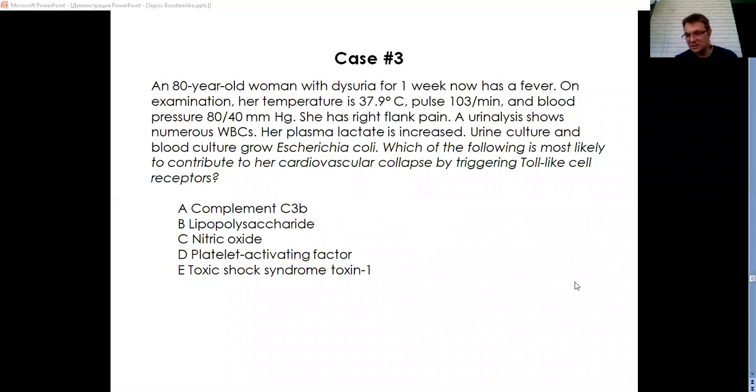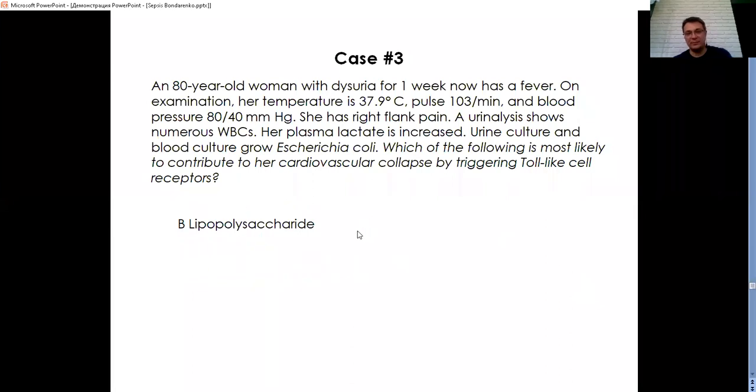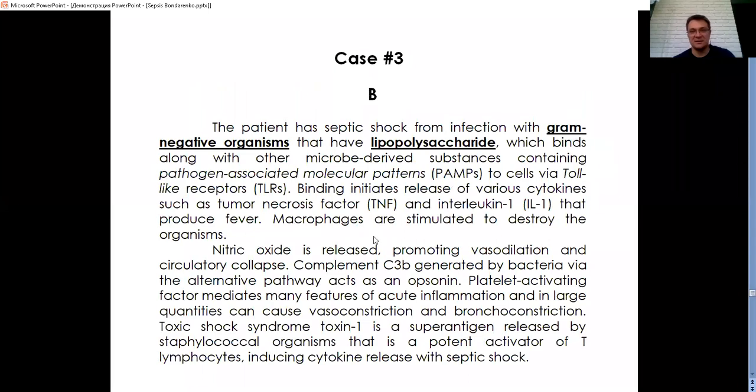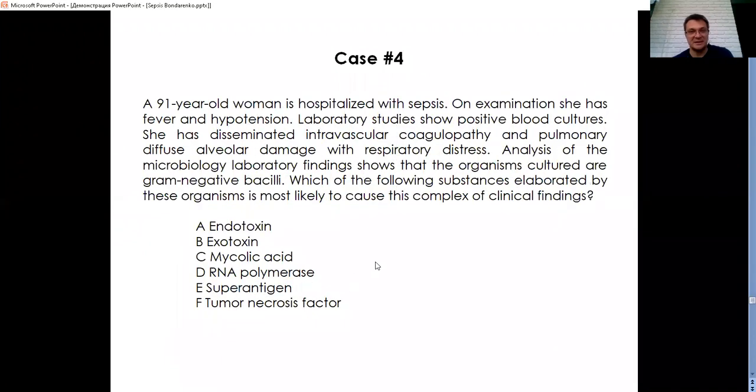E, D, E, B. Okay, so those who answered B, that's the correct answer, because it must be lipopolysaccharide for sure. Lipopolysaccharide is the PAMP from a gram-negative organism. And due to that, we got the downstream effect of sepsis during the development of sepsis.